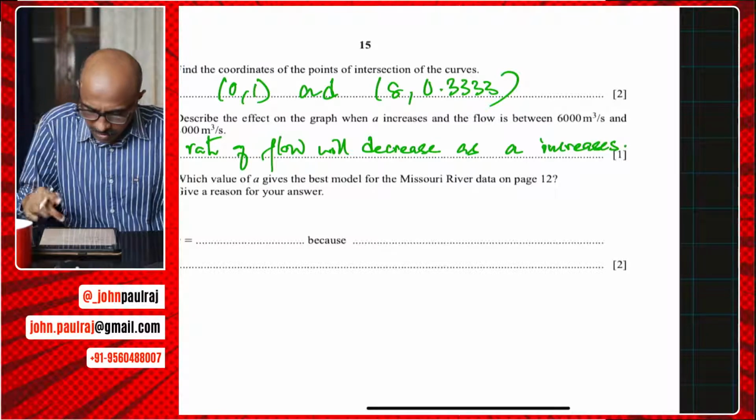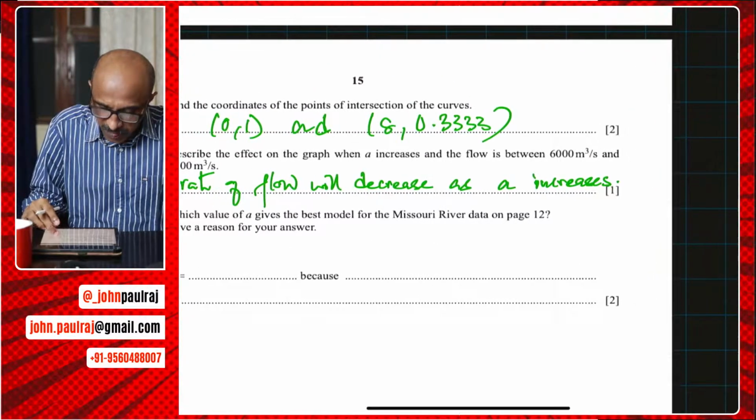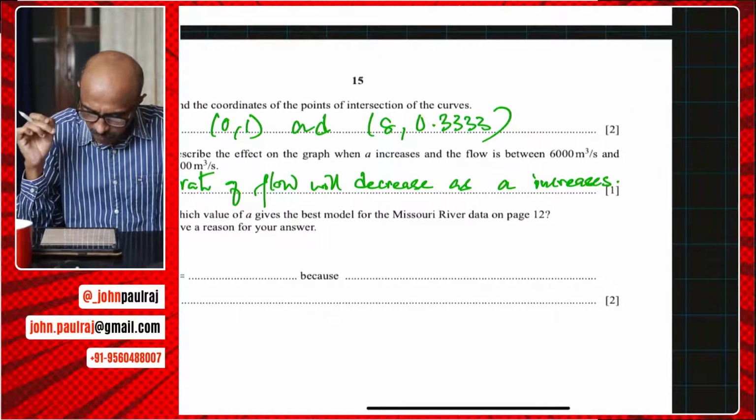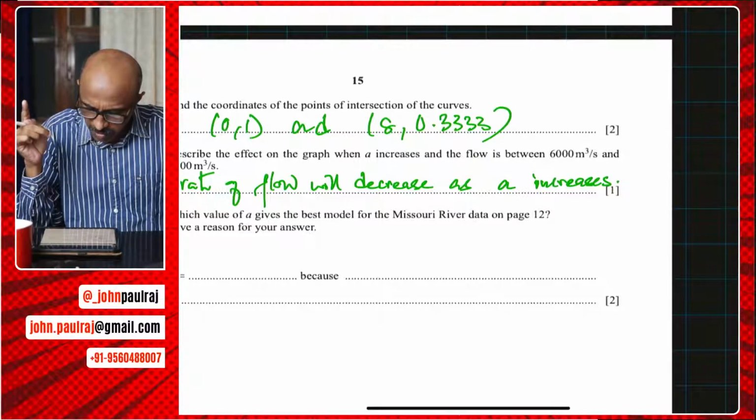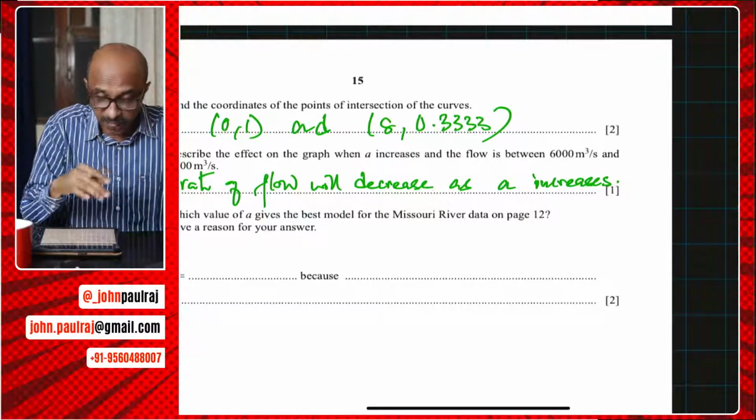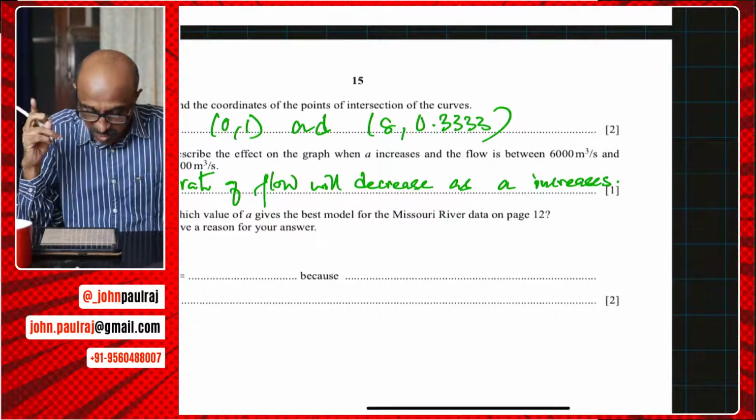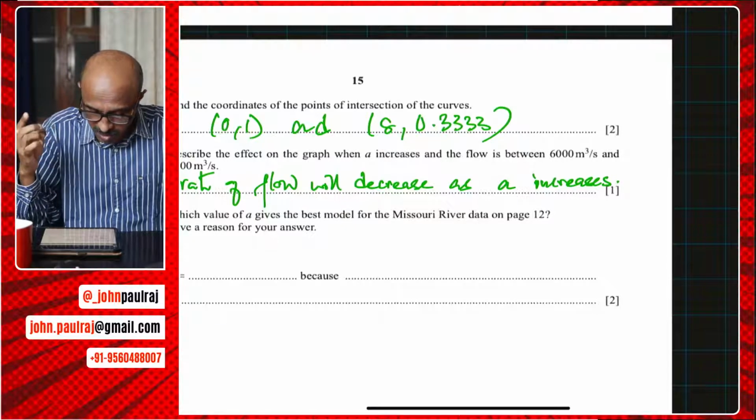Is that it? Is there anything more? Okay, this is just the last part. Which value of A gives the best model for the Missouri River data on page 12? From the values of A that are given, which one represents the best? Give a reason for your answer.